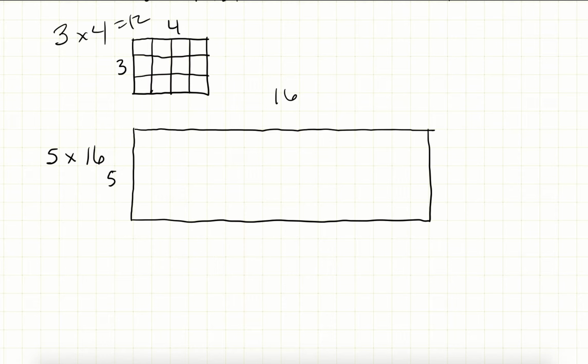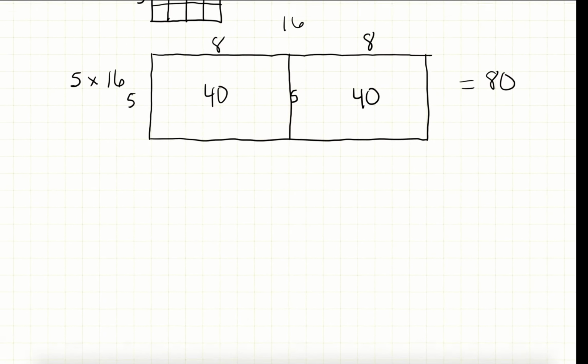I could divide 16 up into 8 and 8, right? Okay, and then I could say, well, this area in here is 5 times 8, so that area is 40. And then I know that this distance is also 5, so this area is 40, and I could add them up. And so I know that 5 times 16 is 80.